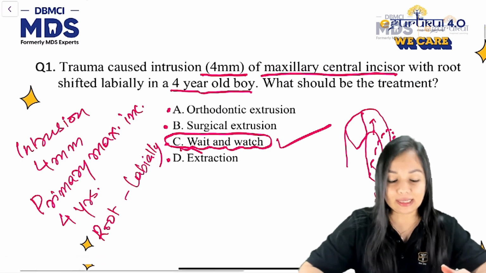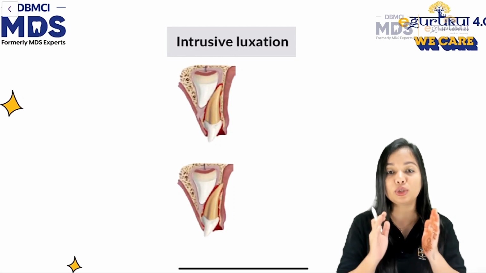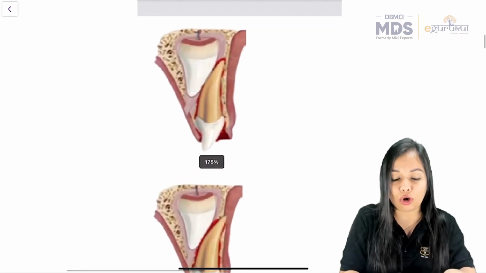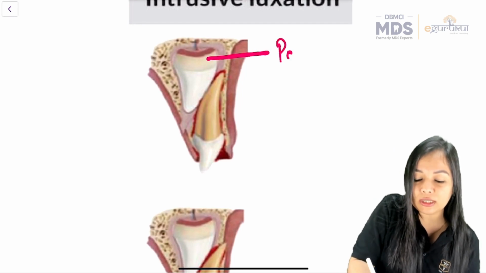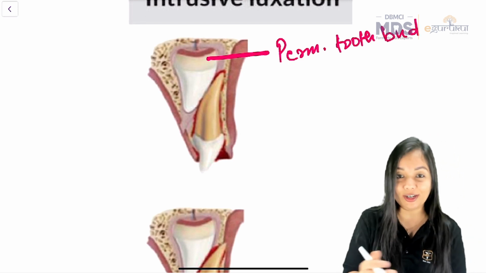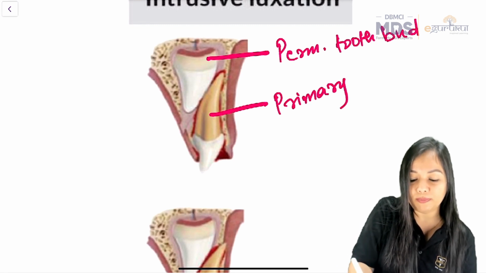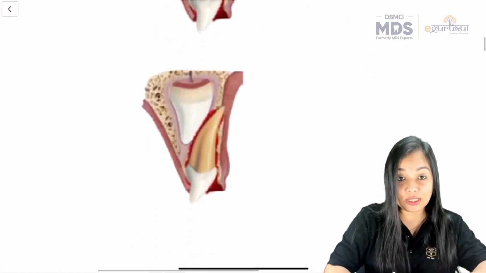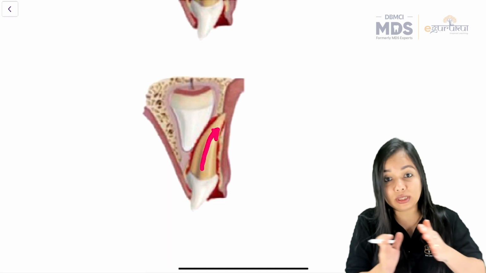So why? Let us understand. When we talk about intrusive luxation or intrusion, that means a tooth being pushed inside. Intrusion means a tooth being pushed inside due to trauma. In this picture, you can see that this is a permanent tooth bud. This is a far better diagram than what I had drawn. This is the primary tooth that has been intruded. The first thing you can see here is that this has intruded and the root has been tilted labially.